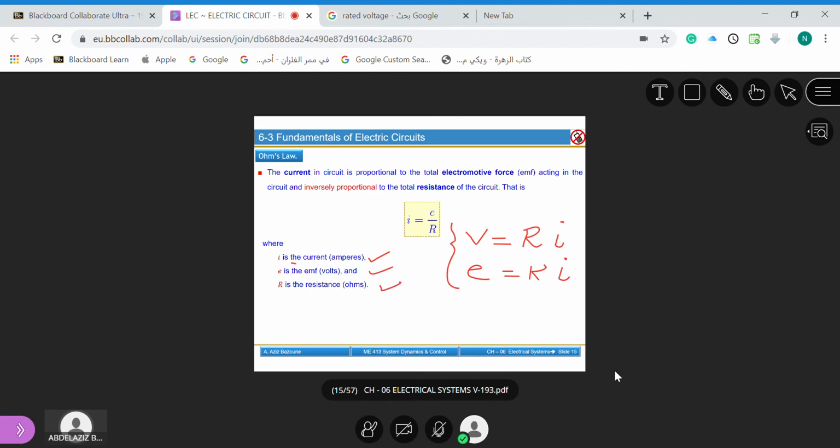Ohm's law says the current in a circuit is proportional to the electromotive force acting in the circuit and inversely proportional to the resistance. That is, I is equal to E over R, or V over R. This is known as Ohm's law.